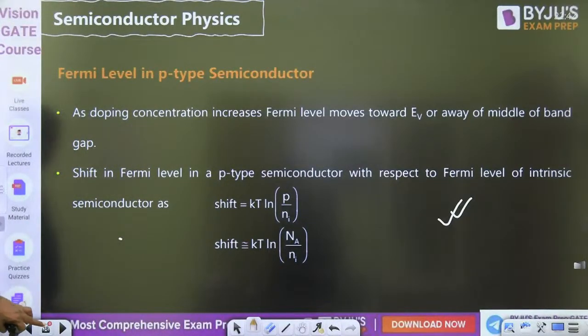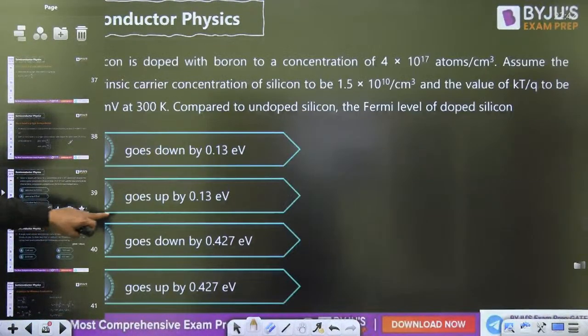Okay then. Tell me what is the answer for this.